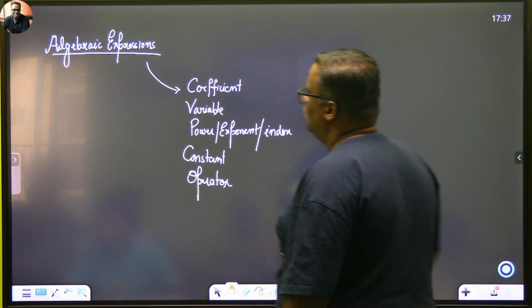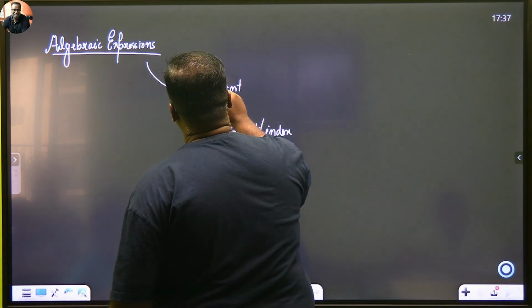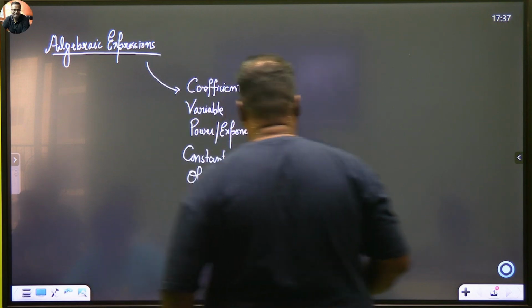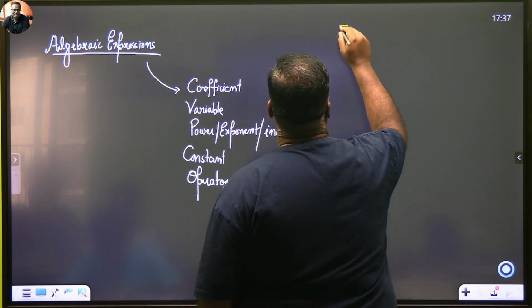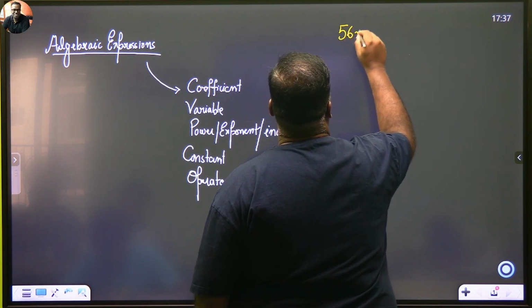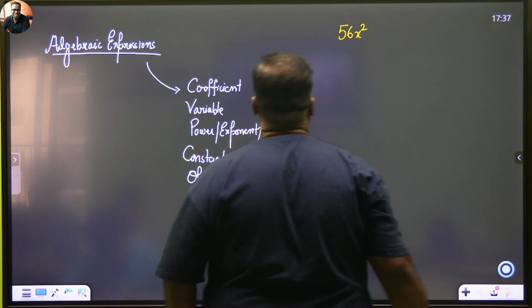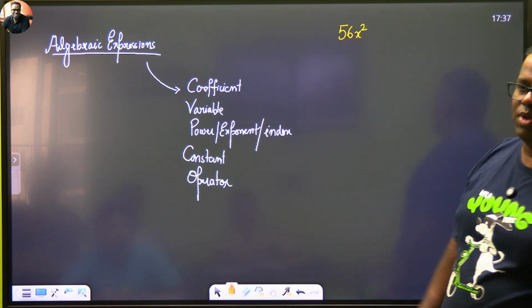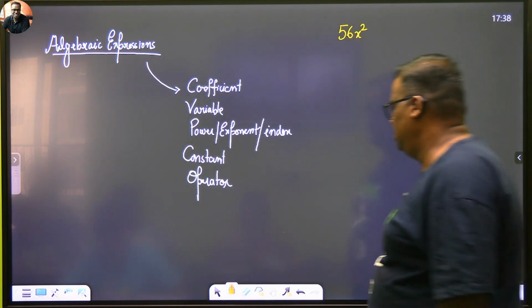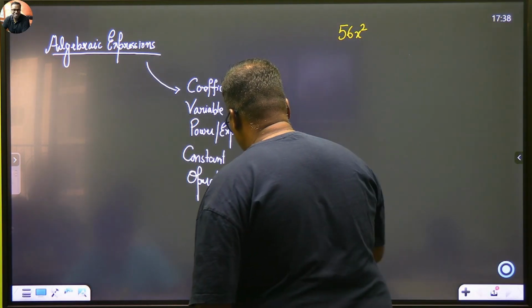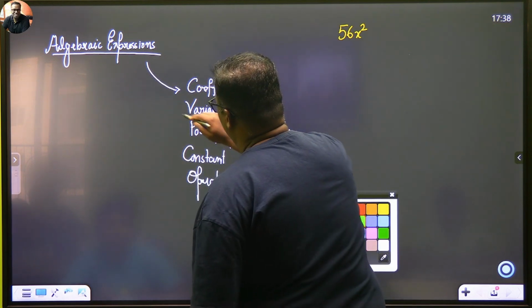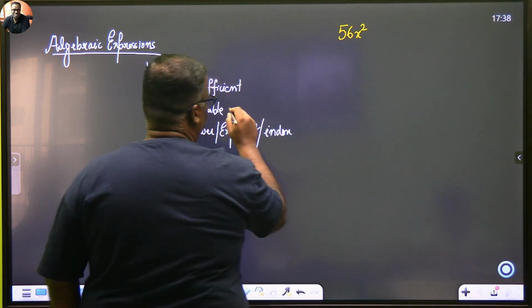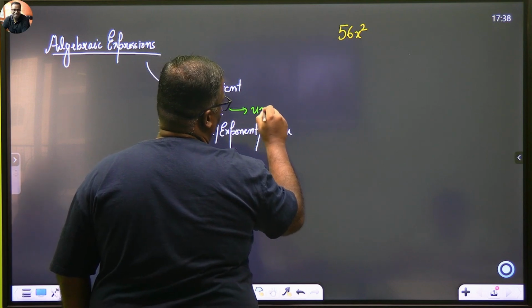Coefficient. Okay. Let me write one algebraic expression. Let's say I write an algebraic expression which is something like 56x square as of now. 56x square. Now, the first thing that I'll try to define for you is what a variable is. A variable is an unknown.